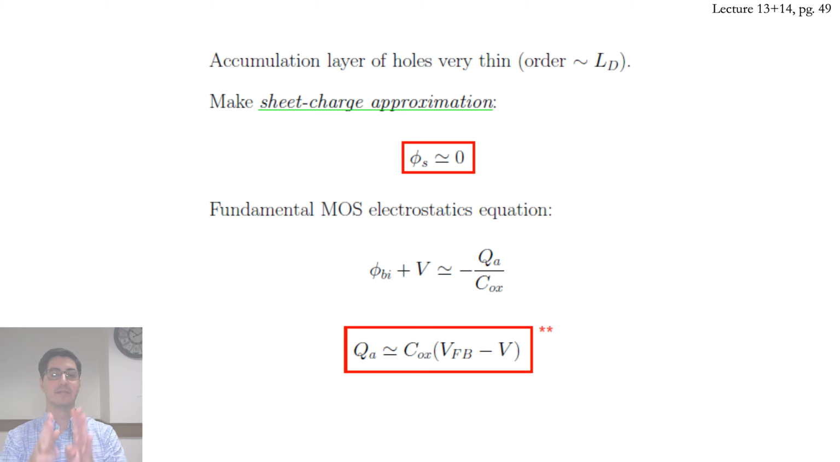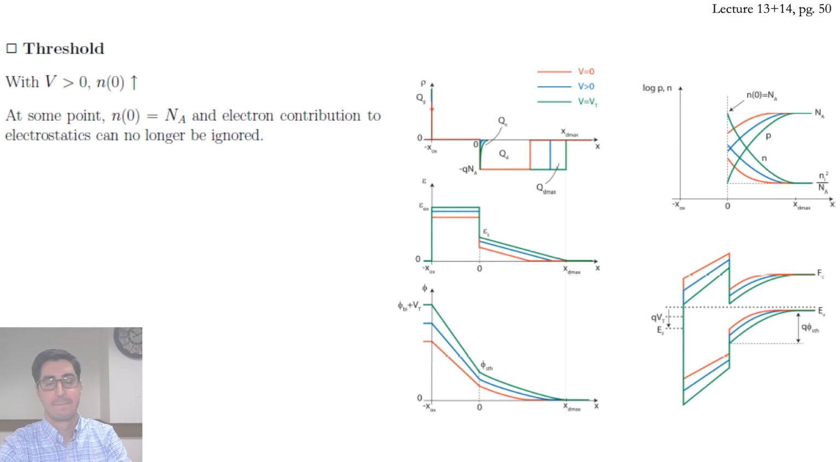And the effective V across this is VFB minus V. Now, why is it VFB minus V? Well, we know that when V equals VFB, there's zero charge. Why is that? Because we're at flat band. And so as we go to a more negative bias, we increase the number of holes at the surface.